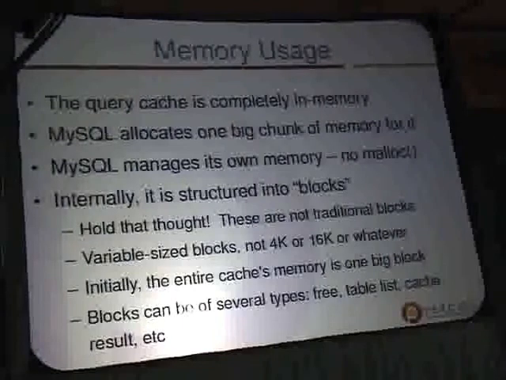So there could be several different types of blocks in the query cache. You can have blocks that store results, blocks that store the key into the cache, which is the query's text and the character set and the collation and all those kinds of things. You can have blocks that store the list of tables that the query referred to, those kinds of things. Most of the time, you're probably most interested in blocks that are either used to store the query's results or blocks that are free.